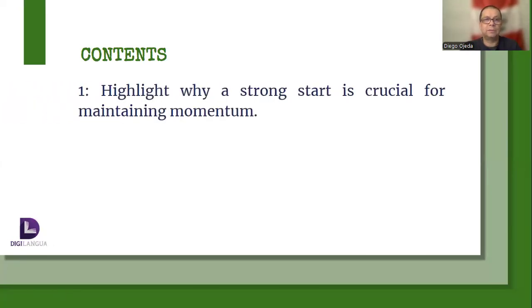Okay, so this is what we're going to be talking about today. First, we're going to highlight why a strong start is crucial for maintaining momentum. We think about momentum as something that goes in the middle, maintain the tone, but it is very important and equally important to start strong. To start strong doesn't mean to start with a lot of work, but to start with meaningful things.